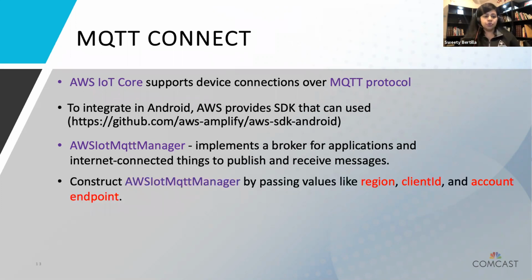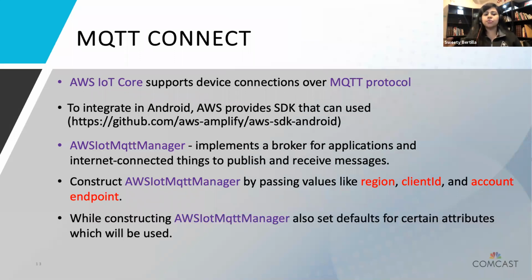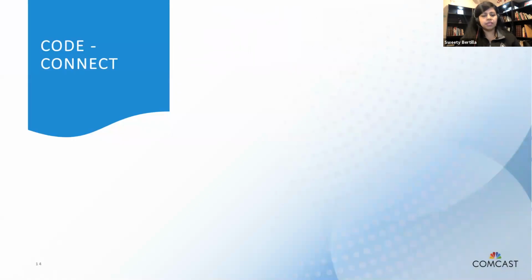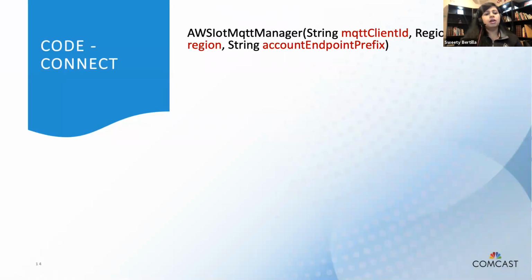First, you construct the MQTT Manager by passing values like region, client ID, and account endpoint. While constructing this MQTT manager, it will automatically set some defaults for the attributes. We'll also look into what those attributes are, and you can control them. You can change the default values from your app. This now establishes a persistent connection using the AWS IoT MQTT manager. Let's look into the code of what you need to pass.